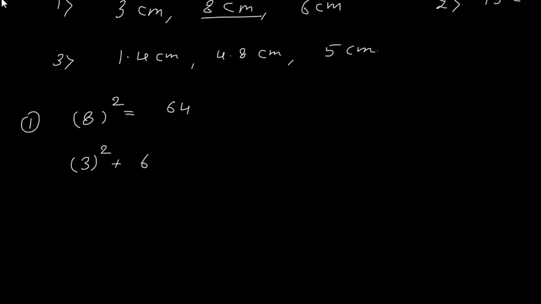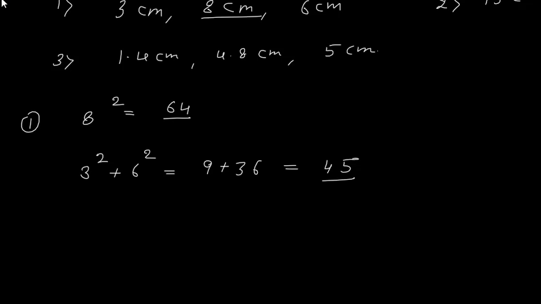Now as 3 and 6 are single numbers, no need to put brackets. So 3 square plus 6 square. Now 3 square is 9, 6 square is 36. So 9 plus 36, 9 plus 6 is 15 and 4, that is 45. Now this 64 and 45 are not equal. So as 64 is not equal to 45, I will say that 8 square is not equal to 3 square plus 6 square. Therefore, these sides are not the sides of a right angle triangle.